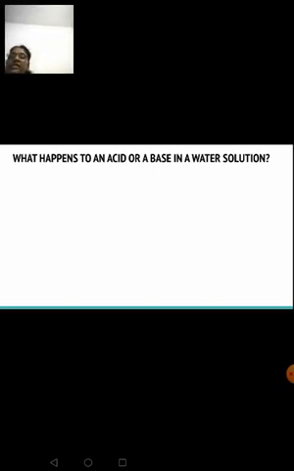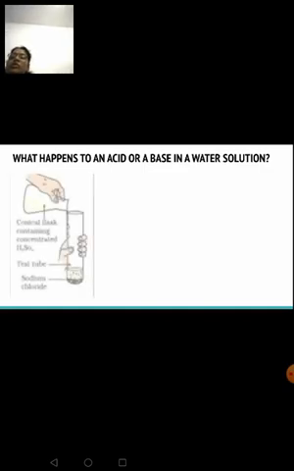For this activity, to show what happens to an acid or a base in water, you need to take a test tube, and in that you have to add 1 gram of sodium chloride. It's solid in nature, it's a salt. And to this you have to add concentrated sulfuric acid.